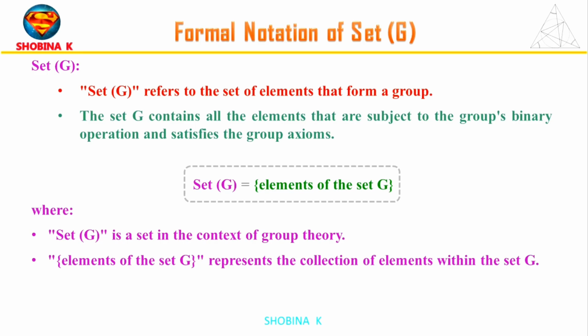So in the context of group theory, set G refers to the set of elements that form a group. In other words, G is a set of all elements that can be combined using the group operation to produce another element in the set and that satisfy the group axioms. The group axioms are a set of properties that define what it means to be a group. In formal notation, it can be represented as set G equals elements of G. Here, set G is the set in group theory, and elements of set G represent the collection of elements contained within the set G. In simple terms, set G refers to a set. The part within the curly braces lists the individual elements that belong to the set.